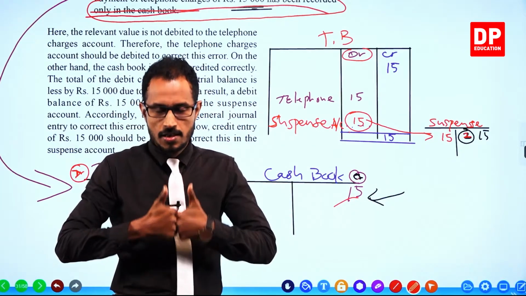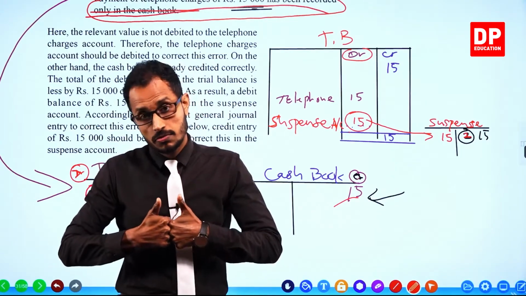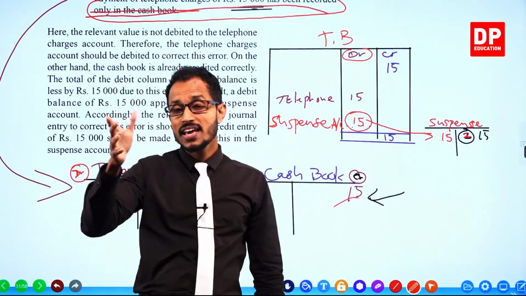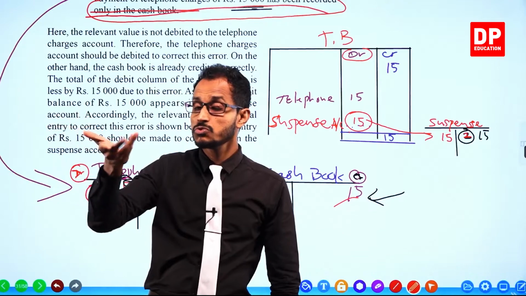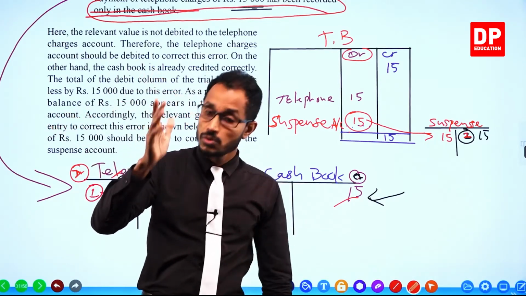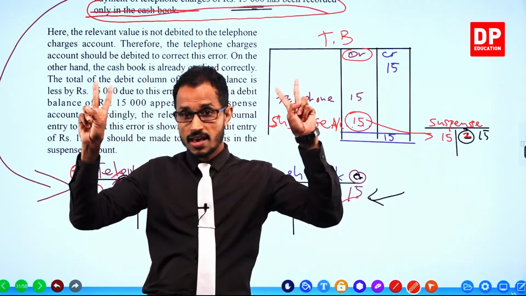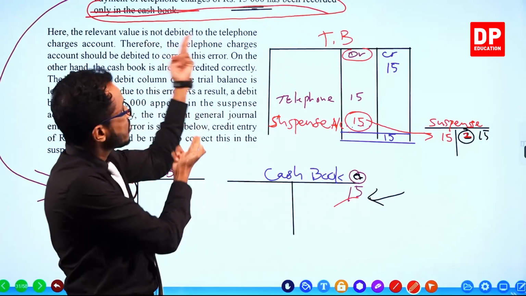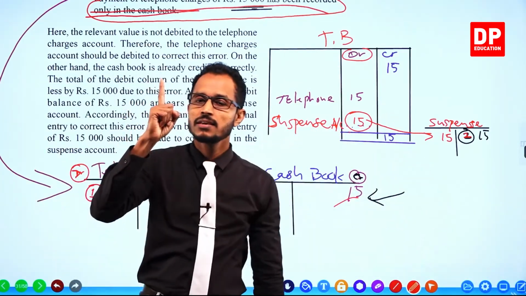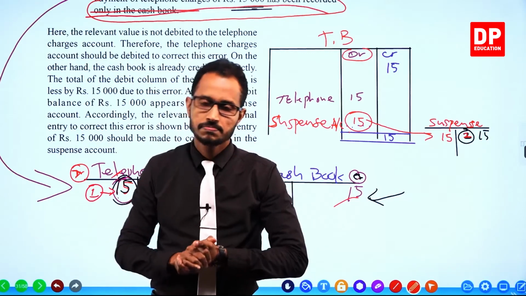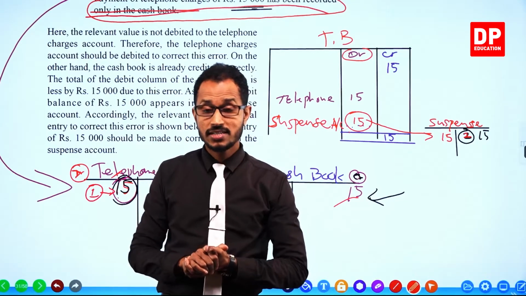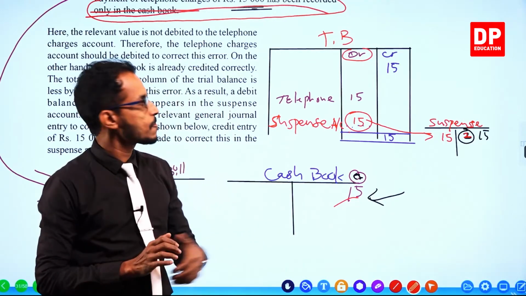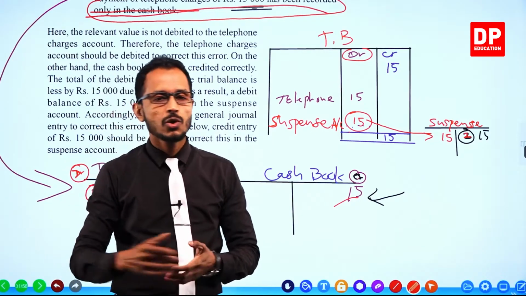Got it? Now these errors are not like before. Before, for the errors which do not affect the trial balance, when we corrected those errors, there was no suspense account. But here, when we correct errors which affect the trial balance, there must be one entry in the suspense account. Right? That is the key point of this example. Take it to your heads.